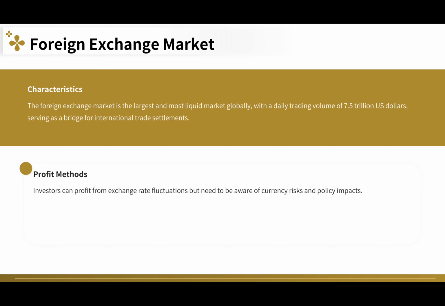Next is the foreign exchange market. The foreign exchange market is the largest and most liquid market globally, with a daily trading value of 7.5 trillion US dollars, serving as a bridge for international trade settlements. For example, as a Chinese student, if I want to pay my tuition, I have to exchange RMB for US dollars. Then I just participate in the foreign exchange market.